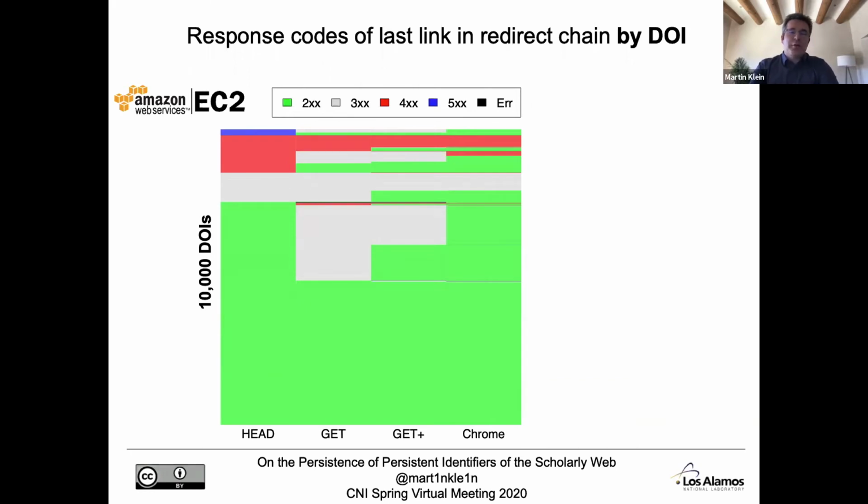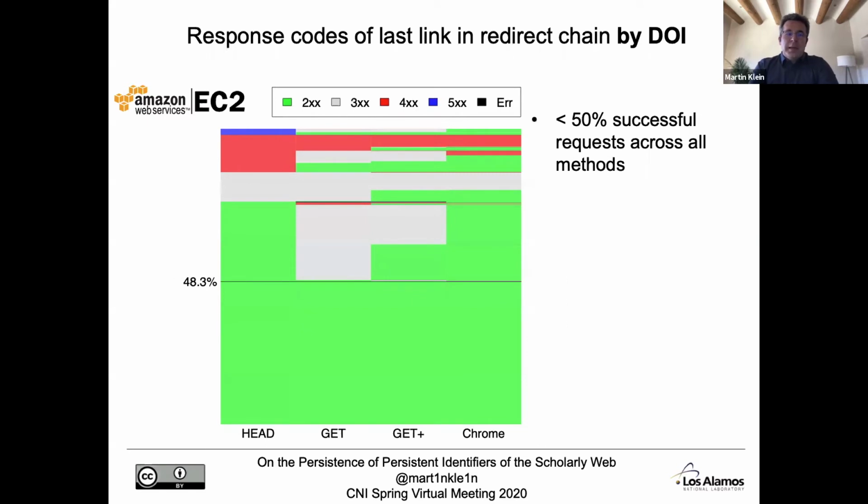Our 4 methods are visualized on the x-axis, and the 10,000 DOIs on the y-axis, and the individual colors convey the HTTP response code level. So green indicates a 200 level response, gray indicates a 300 level response, so redirect, red 400, and blue 500. I don't believe we have an error in this graph. So there are several different observations that we can immediately make from a visualization like this.